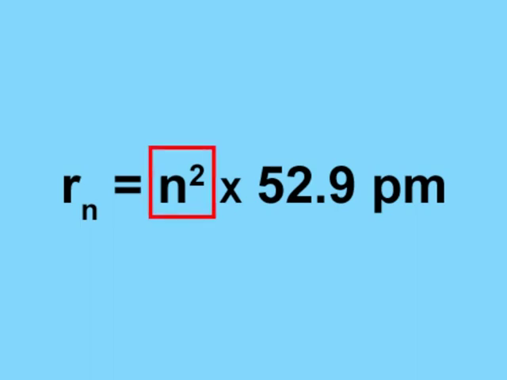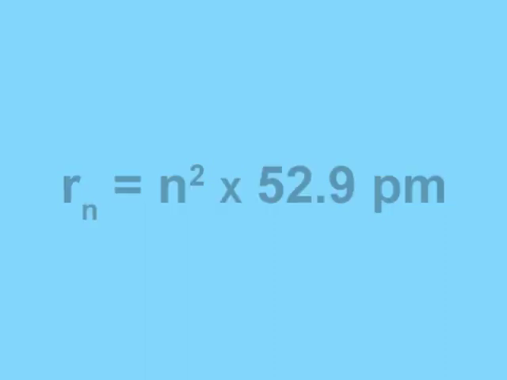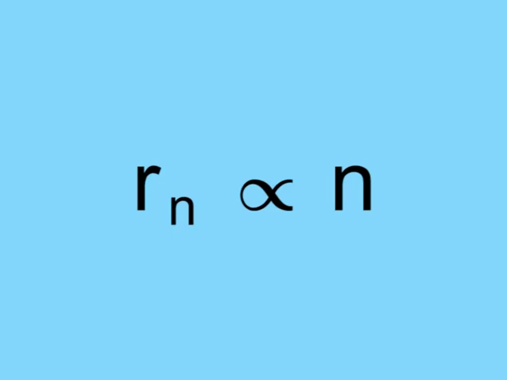Here n is the number of orbit. On placing value of n is equal to 1, 2, 3, and so on, we can calculate radius of various orbits. As it is clear from this formula, value of Rn is proportional to value of n. As value of n increases, value of Rn also increases.